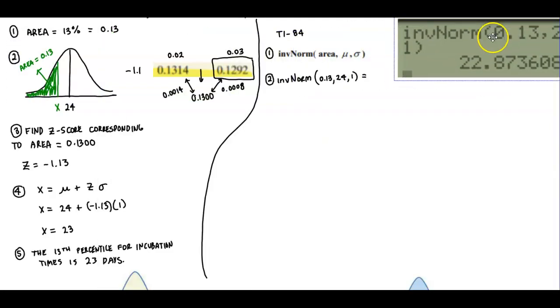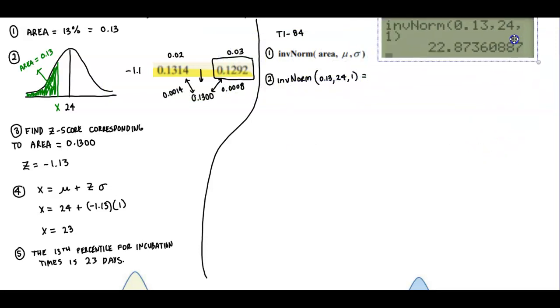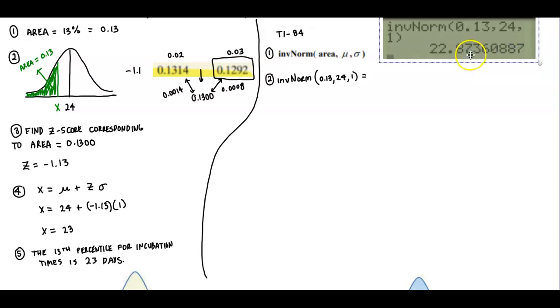So when we get this result, you can see that we get a value of 22.87. But we need to round that to the nearest whole number because we're talking about days. So therefore, we would round this to 23 days. And you can see how quickly we get the answer that we got over here. But it still is important to see how we go through each step to be able to draw the area and everything else. So this is using the TI-84 to calculate the value of x.